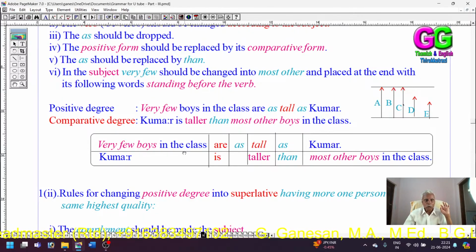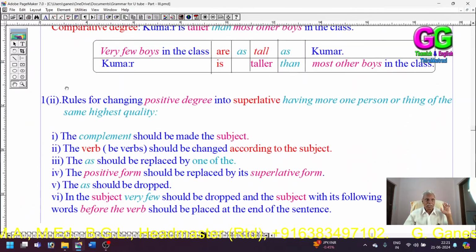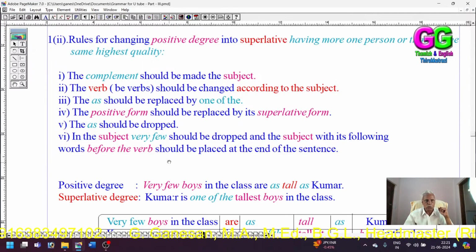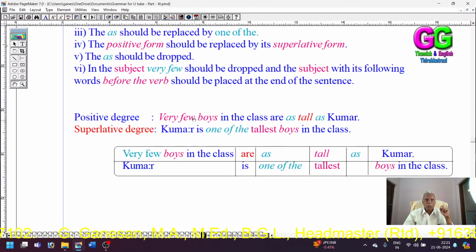That's all. Okay. So, very few boys in the class are as tall as Kumar. That is, Kumar is taller than most other boys in the class. Now, second example under the head one, under example one: rules for changing positive degree into superlative degree. The same six rules. Very few boys in the class are as tall as Kumar. Superlative: Kumar is one of the tallest boys in the class.